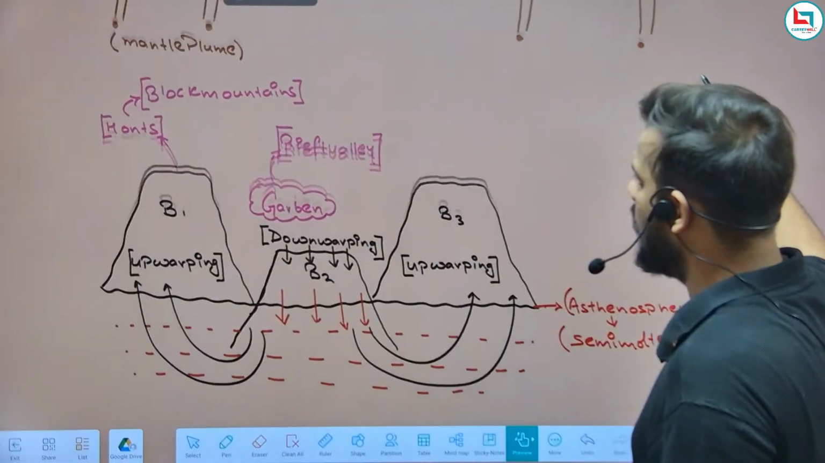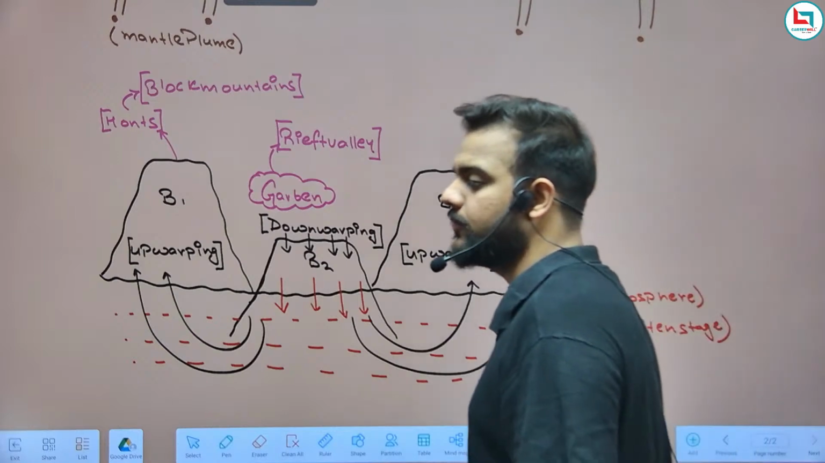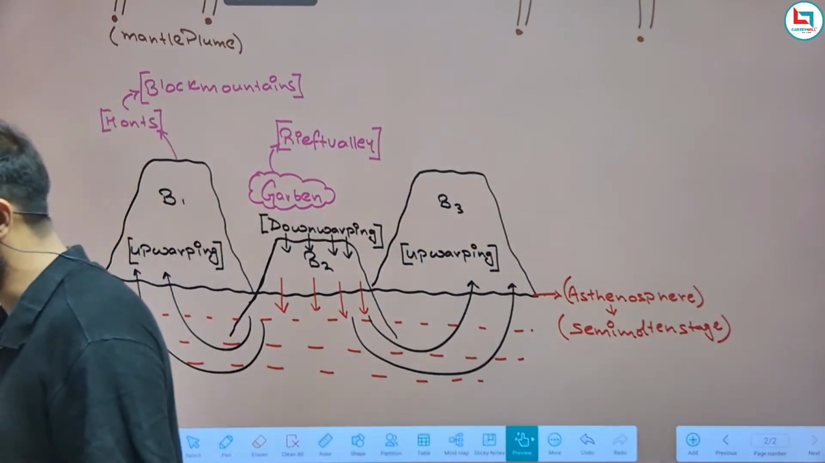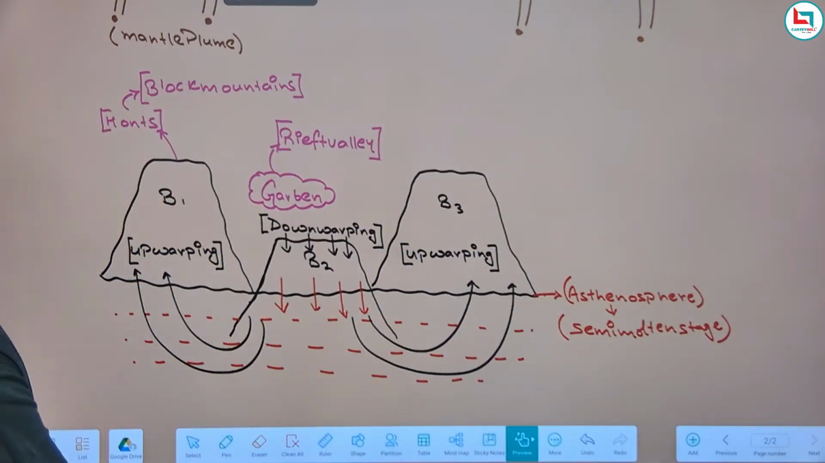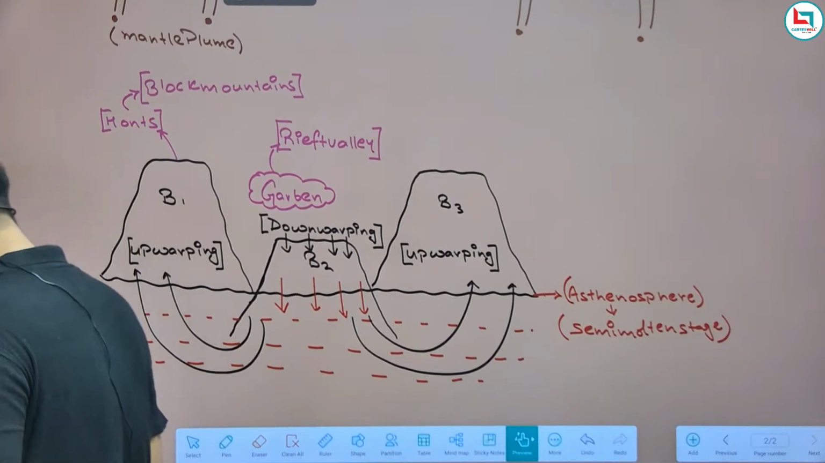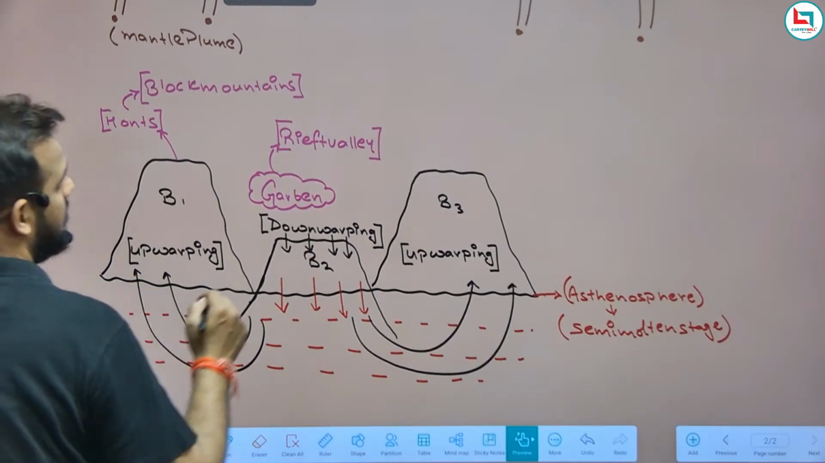Now, what are the examples of the block mountains that are formed due to the process of faulting? Let us take the examples. The examples of block mountains are the Vindhyas, Satpura, and the Western and Eastern Ghats.